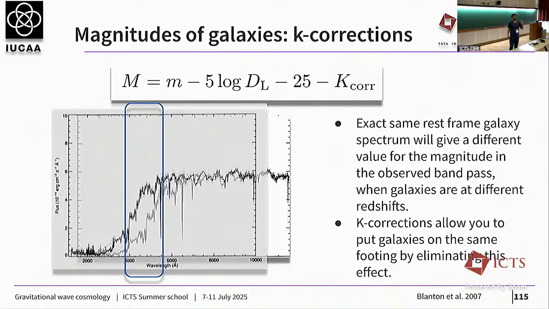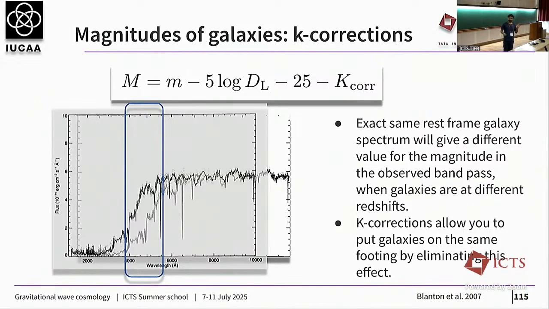Now imagine that these two galaxies had exactly the same spectrum, exactly the same luminosity. In the redshift 0 galaxy, you are probing some part of the spectrum. For the higher redshift galaxy, you are probing another part of the spectrum, because your filter will be calibrated to wavelengths today, right? And so it's the same exact galaxy, but you see different apparent magnitudes for it, right?